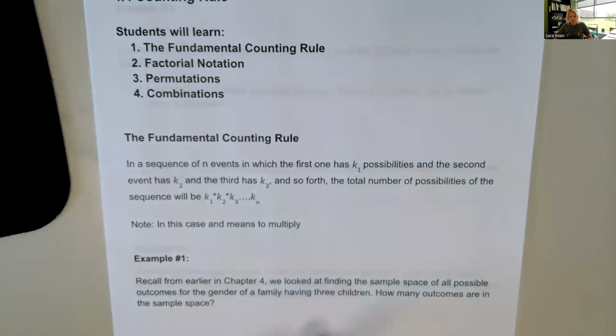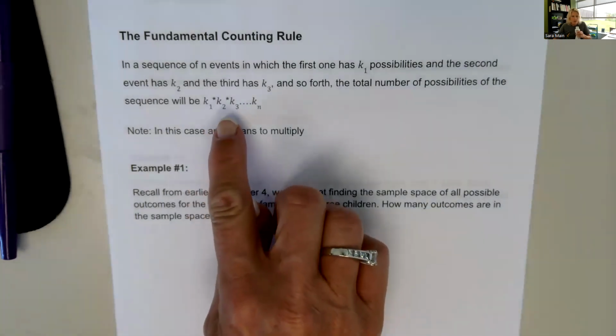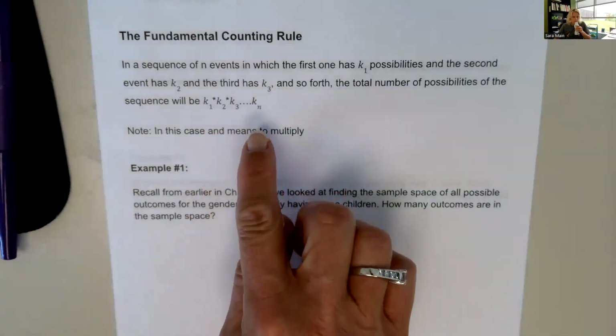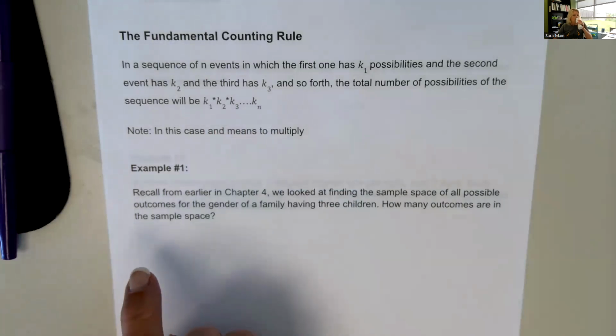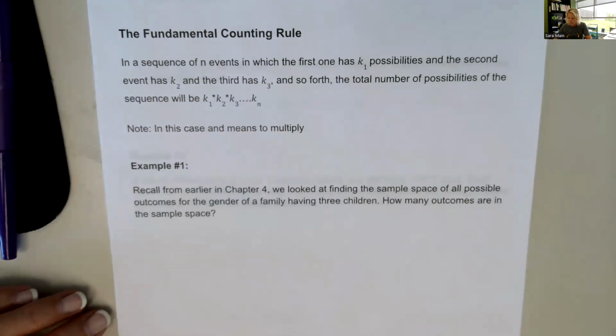So the fundamental counting rule is: in a sequence of n events in which the first one has k1 possibilities and the second event has k2 and the third has k3 and so forth, the total number of possibilities of the sequence will be k1 times k2 times k3 all the way through kn. This means we're multiplying each of these possibilities.